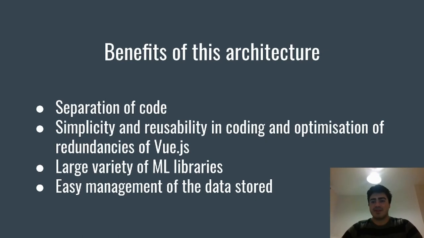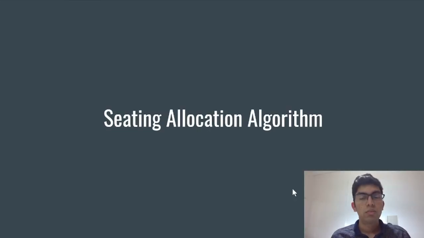Python was chosen for the backend considering the number of ML libraries it provides. The MongoDB database was chosen because of its scalability, the flexibility in the structure of the content, and the ease of managing clusters. Now I will talk about the seating allocation algorithm that is used in the backend.